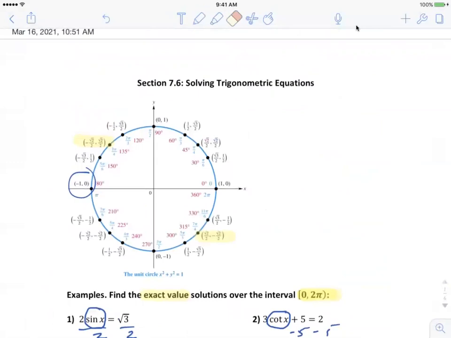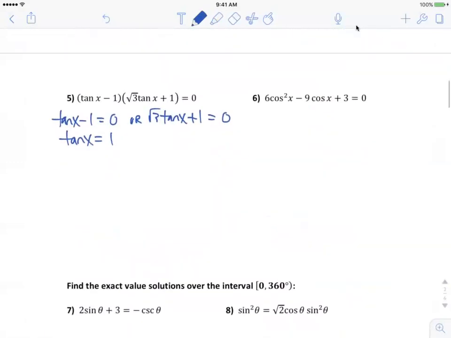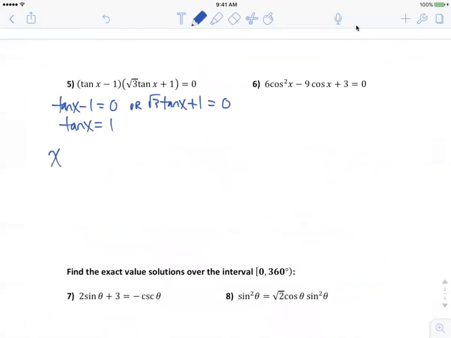So back to using my unit circle. Remember, if tangent is equal to 1, the x and the y are the same. So that's going to occur there, there, and there, right, where the x and y are equal. So I got pi over 4 and 5 pi over 4. Okay, so there's that branch of answers.